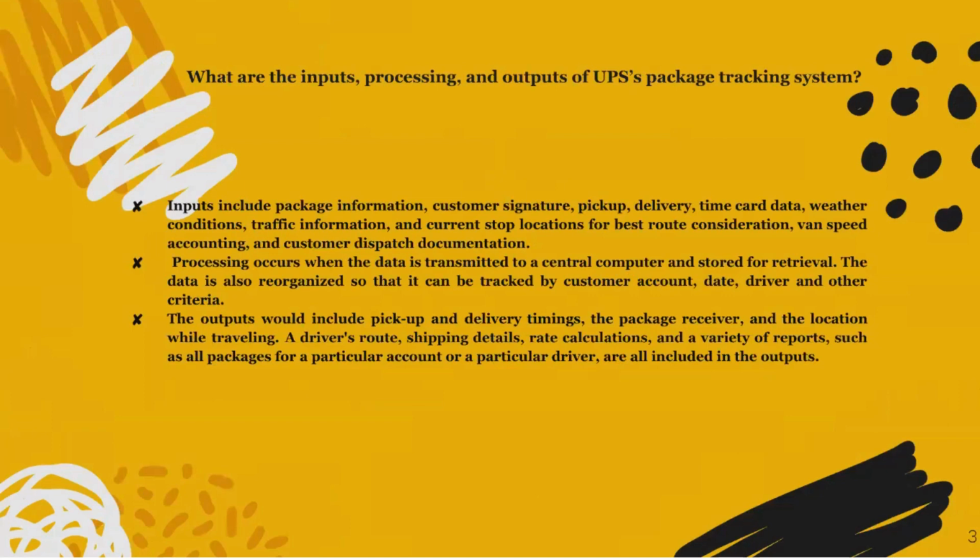Okay, so to start off, what are the inputs, processing, and outputs of UPS package tracking system? So the inputs for the UPS may include package information, customer signature, pickups, delivery, time card data, weather conditions, traffic information, and current stop locations for best route considerations, van speed accounting, and customer dispatch documentation. When it comes to processing, processing occurs when the data is transmitted to a central computer and stored for retrieval. The data is also reorganized so that it can be tracked by customer account, date, driver, and other criteria.